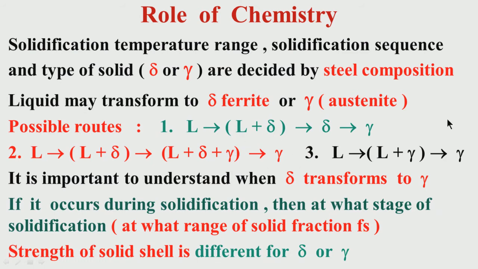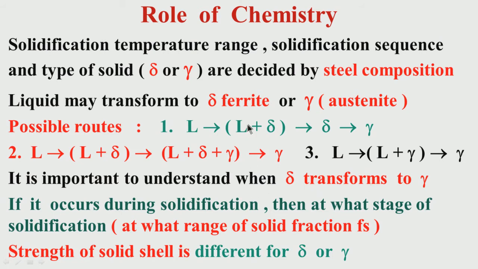So, it is also important to understand when this delta to gamma transformation is taking place. Initially, as I am telling you, here delta to gamma. So, when this delta to gamma is taking place is important. That also has a lot of implications on the quality of steel, because the transformation stress from delta to gamma may add to the seriousness of the problem, the quality issues. So, we have to remember that. How the transformation is taking place is important.